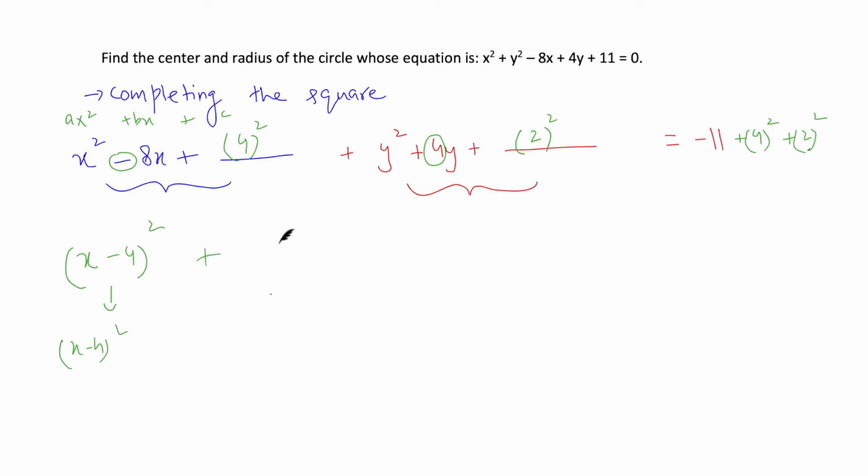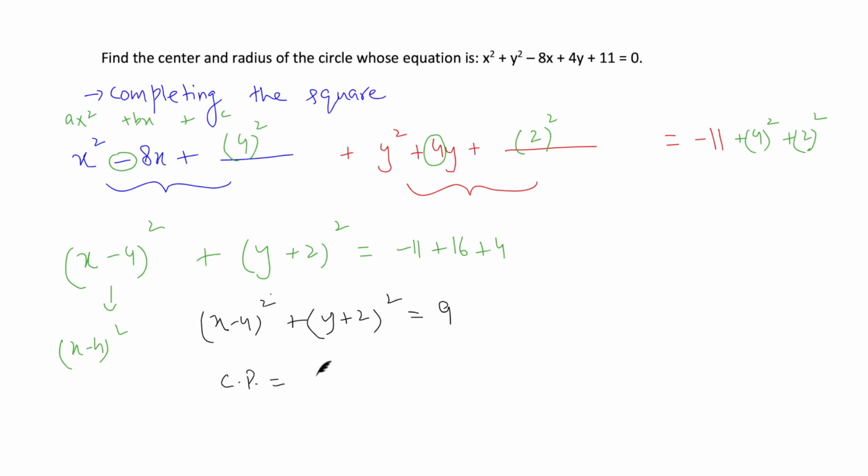Plus we have y, this sign will go into the bracket, plus 2 whole squared equals, just open this up, we have minus 11 plus 16 plus 4. Let's just solve this. We will get x minus 4 whole square plus y plus 2 whole square equals, we have 20 minus 11, that is 9. So the center point is 4 comma minus 2 and the radius is, just take the square root of this, which is 3. This is our answer.